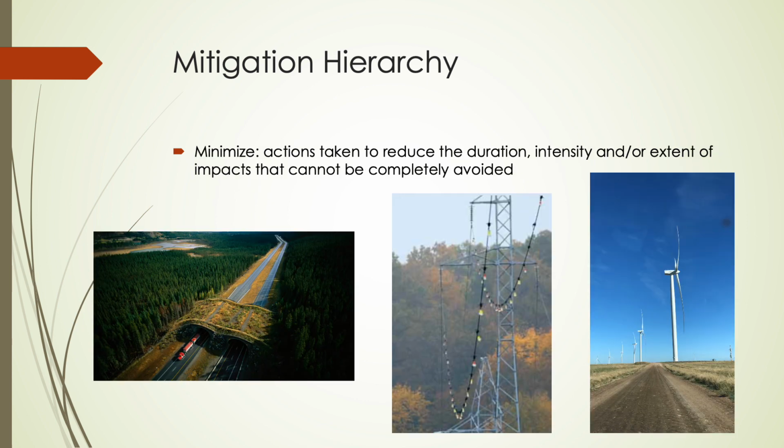Minimization. These are actions taken to reduce the duration, intensity, and/or extent of impacts that cannot be completely avoided. This might include some of the examples shown here, such as wildlife overpasses on roads to reduce mortality from collisions, bird flight diverters on electrical transmission lines, and protocols for preventing the free spinning of wind turbines when not generating electricity.